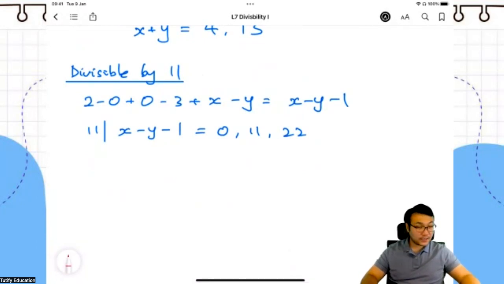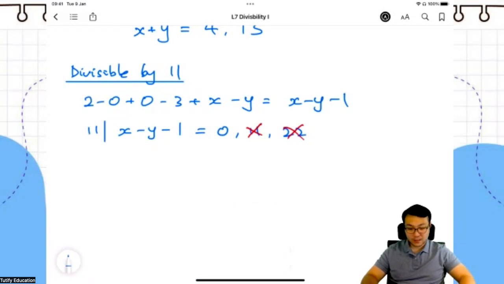No. Cannot. Well, if this is 2 and this is 1, what will I get? 0. So it's possible to get 0, right? Okay. Is it possible to get 11? Let's say I give the maximum value of x. What is the maximum value of x? 9. Okay, 9 minus 0, minus 1. Will you ever get 11? No. So is 11 possible? No. What about 22? No. That's even worse, right? It's even bigger. So the only possible value is 0.